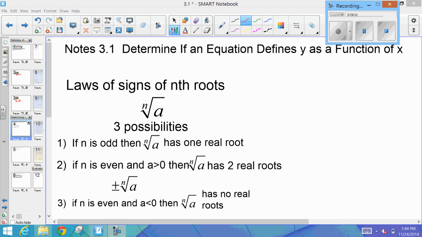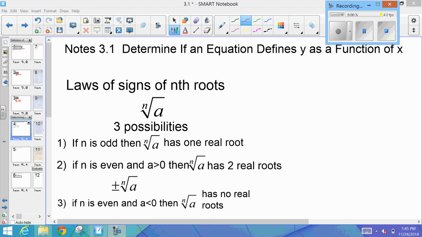All right, this is pre-calculus notes 3.1. Determine if an equation defines y as a function of x. Okay, so in the previous video we said that if there is more than one output for each input, the relation is not a function. So our question now is algebraically, is it possible that you have more than one y for each x?